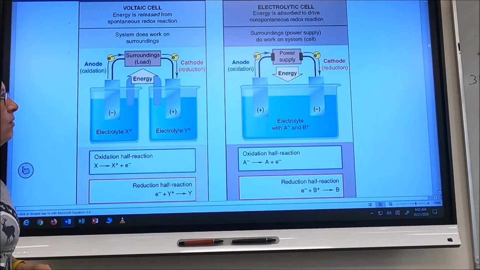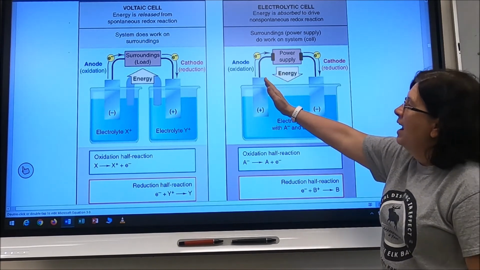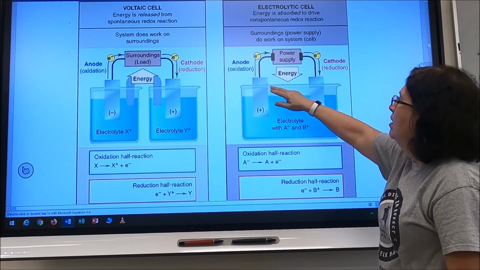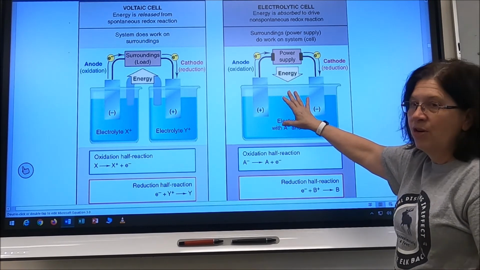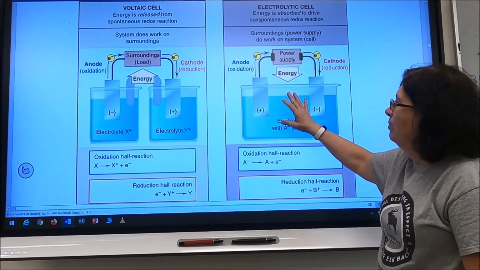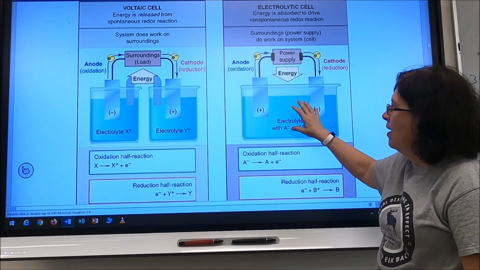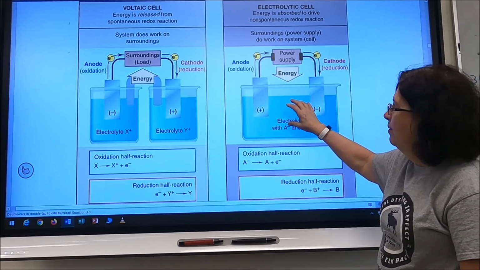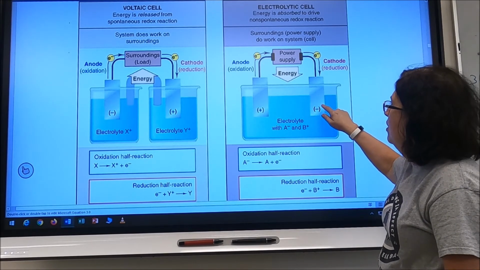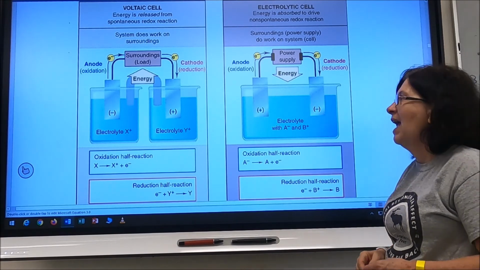the basic layout. In an electrolytic cell, anode again is on the left, cathode on the right. Doesn't have to have two separate chambers because this is a non-spontaneous reaction. There is not going to be any spontaneous electron transfer in the solution. We have to use a power supply to force the reduction at the cathode and force the oxidation at the anode.